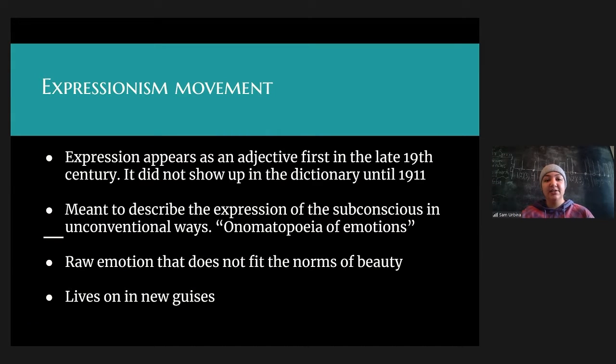All right, the Expressionism movement. Expressionism first appears as an adjective in the late 19th century, but it did not show up in a dictionary until 1911. It is meant to describe expression of feelings of the subconscious in unconventional ways. It is meant to express raw emotion that does not fit into the norms of tradition or beauty. And Expressionism, after this, lived on in new guises, so it continued to live on even after the high of Schoenberg's music.